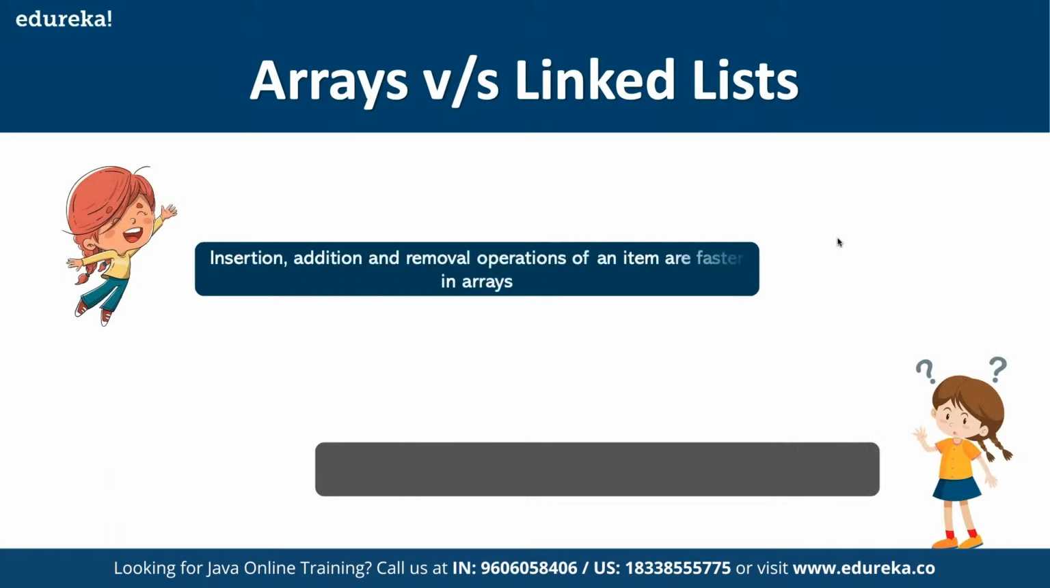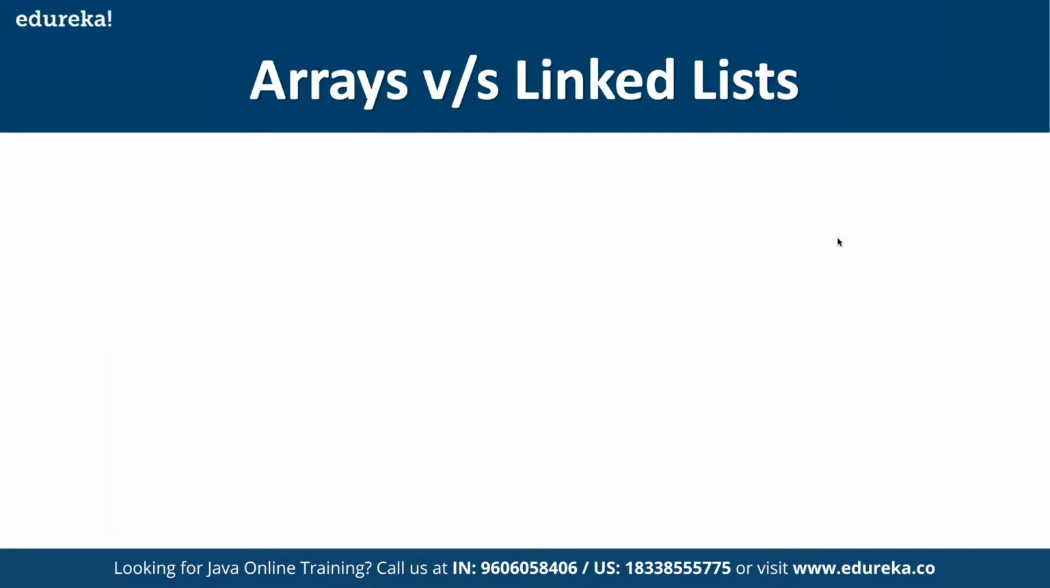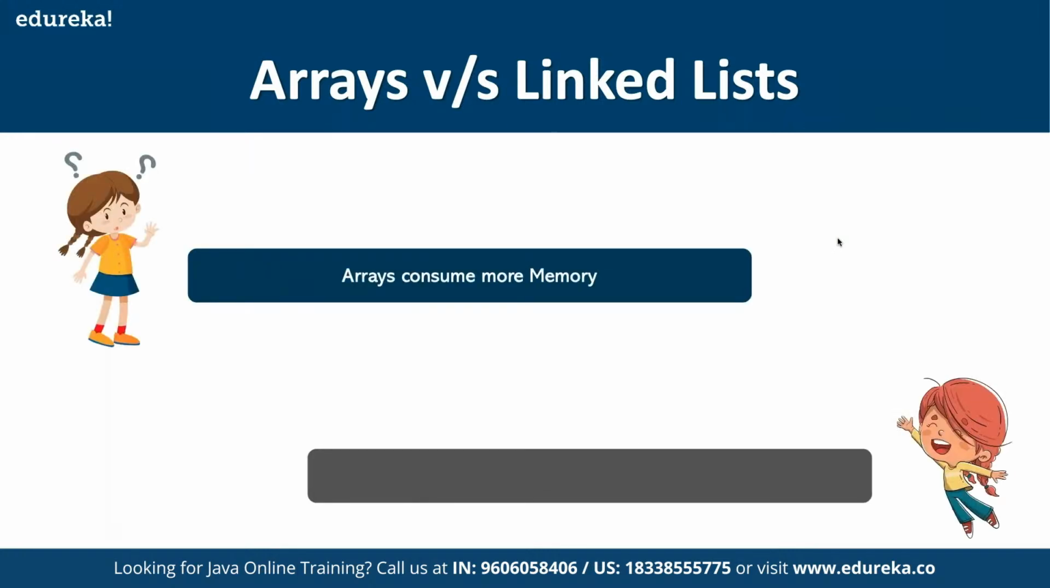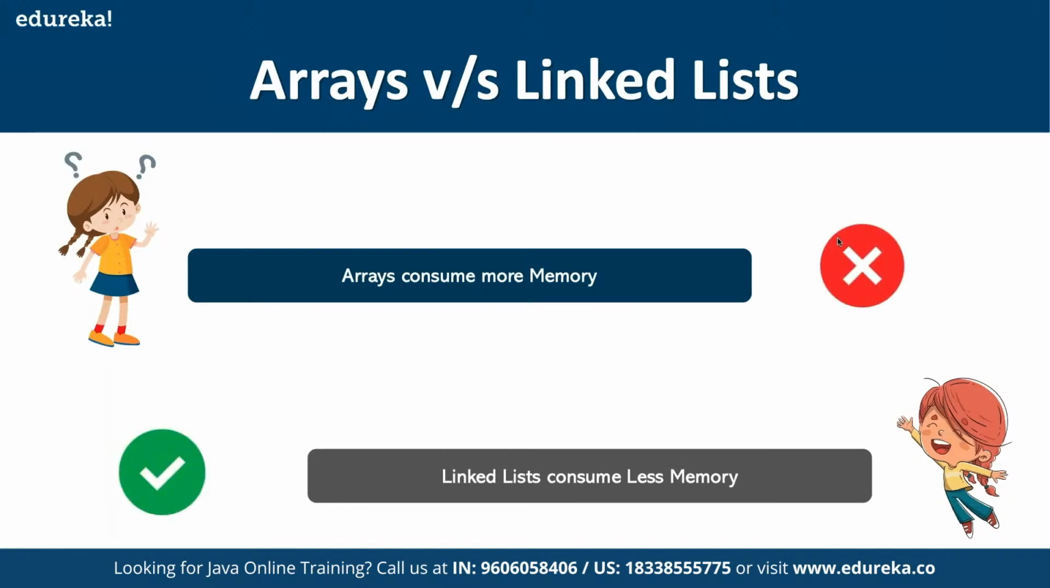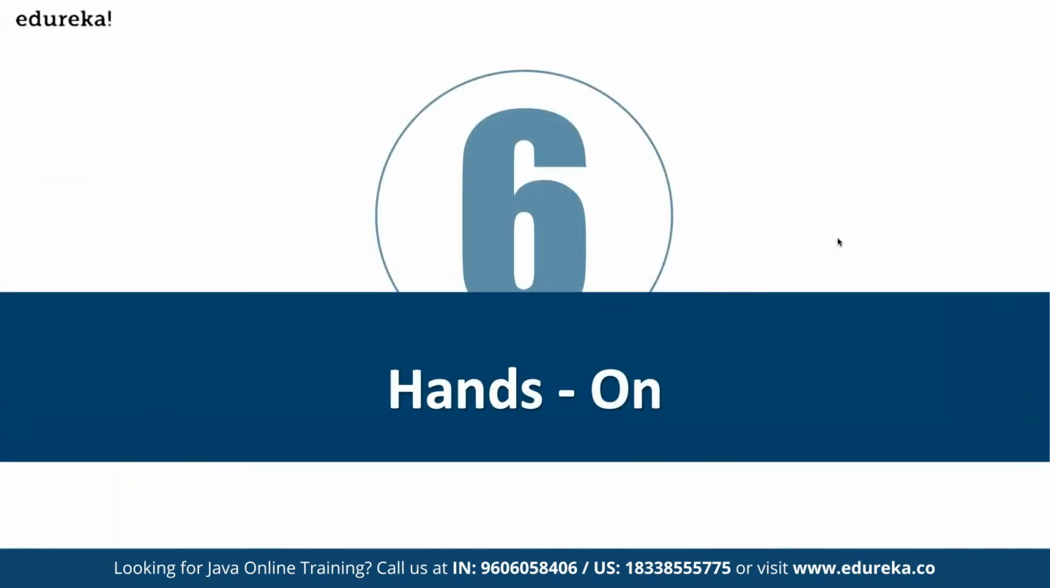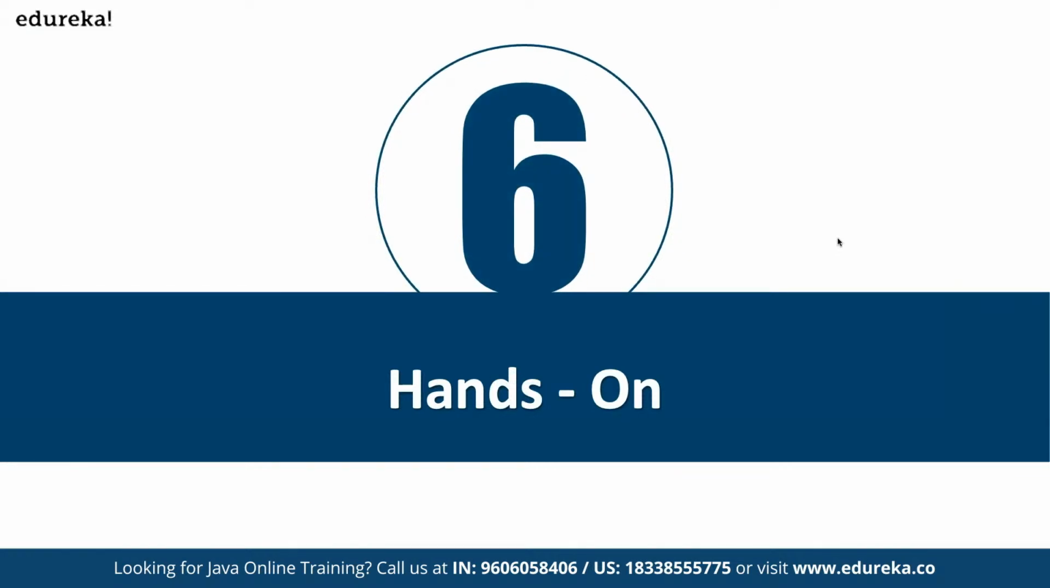Then if we talk about the next component, insertion, addition, and removal operations of an item are faster in arrays, whereas if we compare this to linked list, they are slower. And then if we talk about memory consumption, arrays consume more memory, whereas linked lists have better memory management defined. So now let's look into how exactly we can go ahead and create a linked list where we can see some examples for it. First of all, we can simply create a linked list using the linked list class.